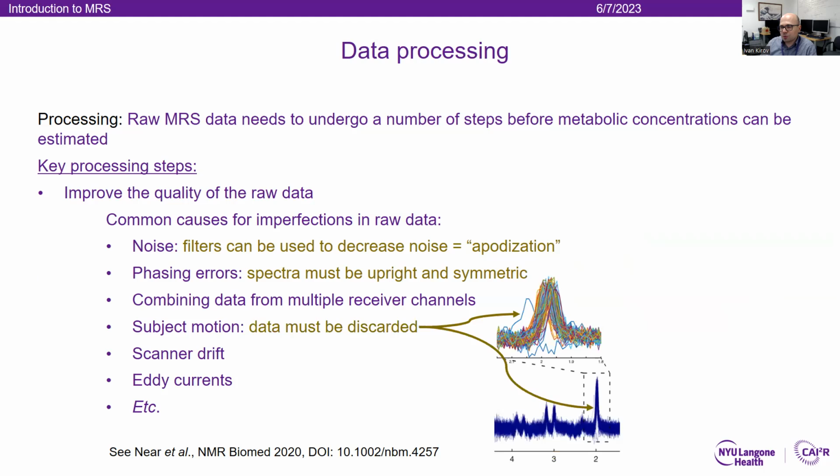We need to account for subject motion. You can see here in this zoomed version of the NAA peak of the many averages that were required in this experiment that one average is off. That is probably a result of motion, and there is software that we can use to discard this average because it makes the data more noisy.